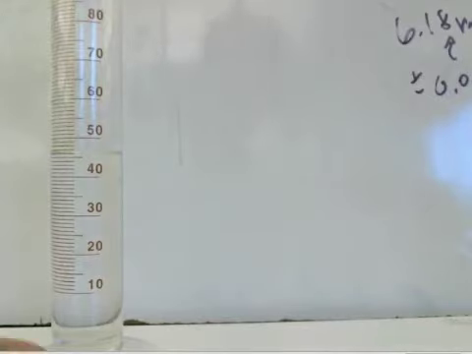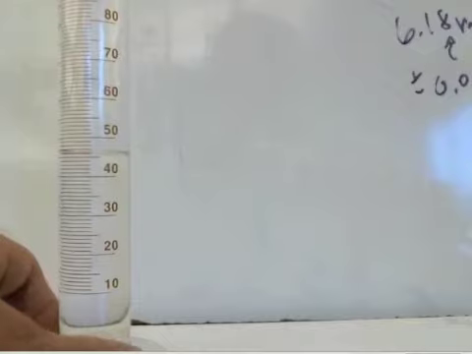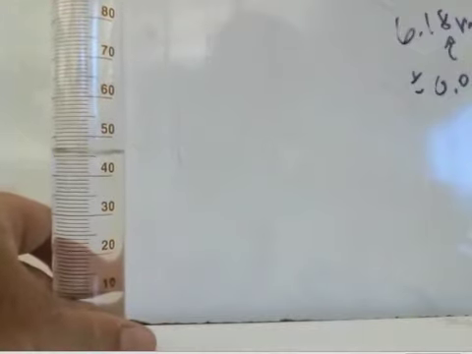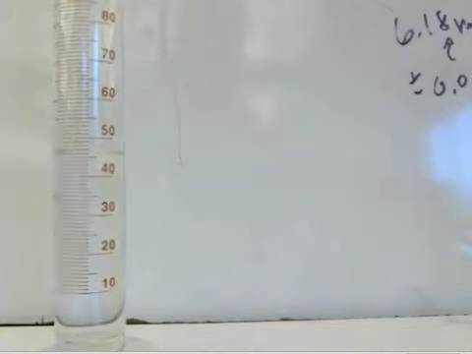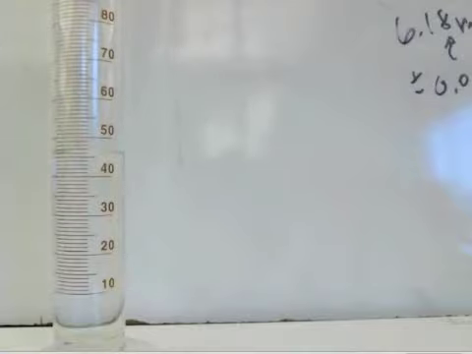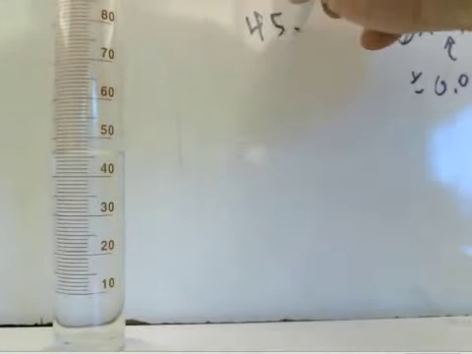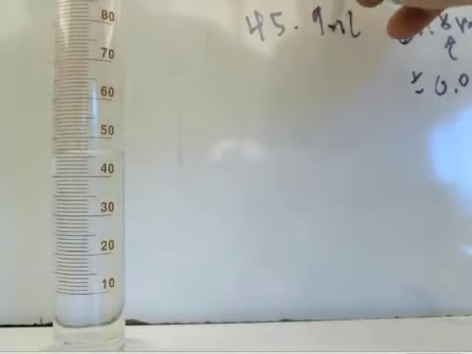What's our rule again? Well, if I know the ones place, I have to guess in between the lines. And I'm going to say that that's a little bit past, well, it's kind of hard to see with this camera, but I'll say 45. I'm going to say it's not quite to the 46. So I'm going to say 45.9 milliliters. Now notice, 45.9 milliliters. A little hard to write up here.